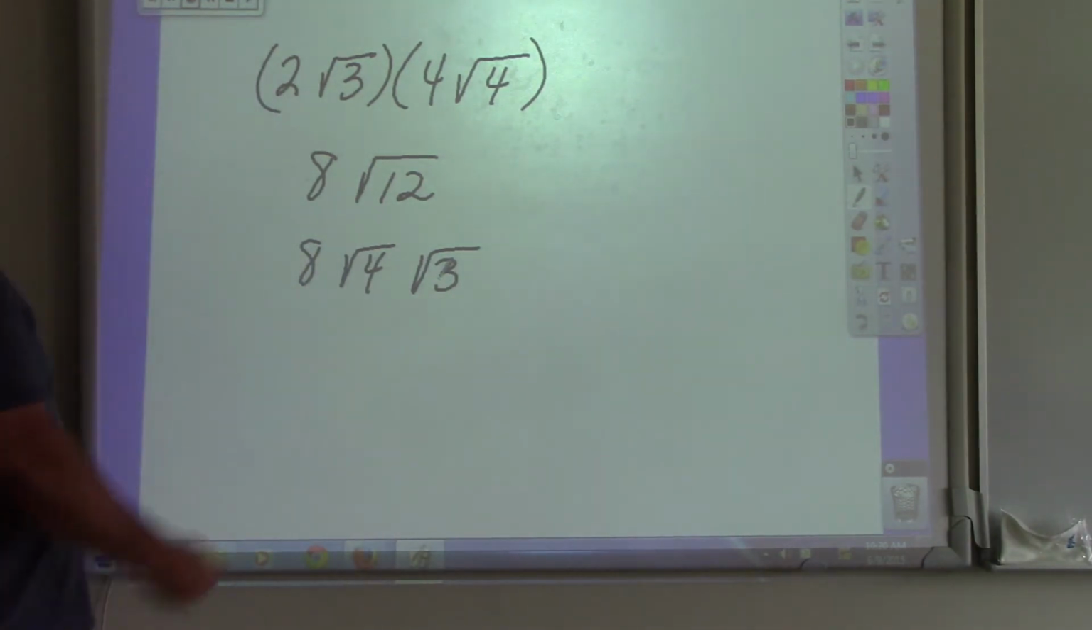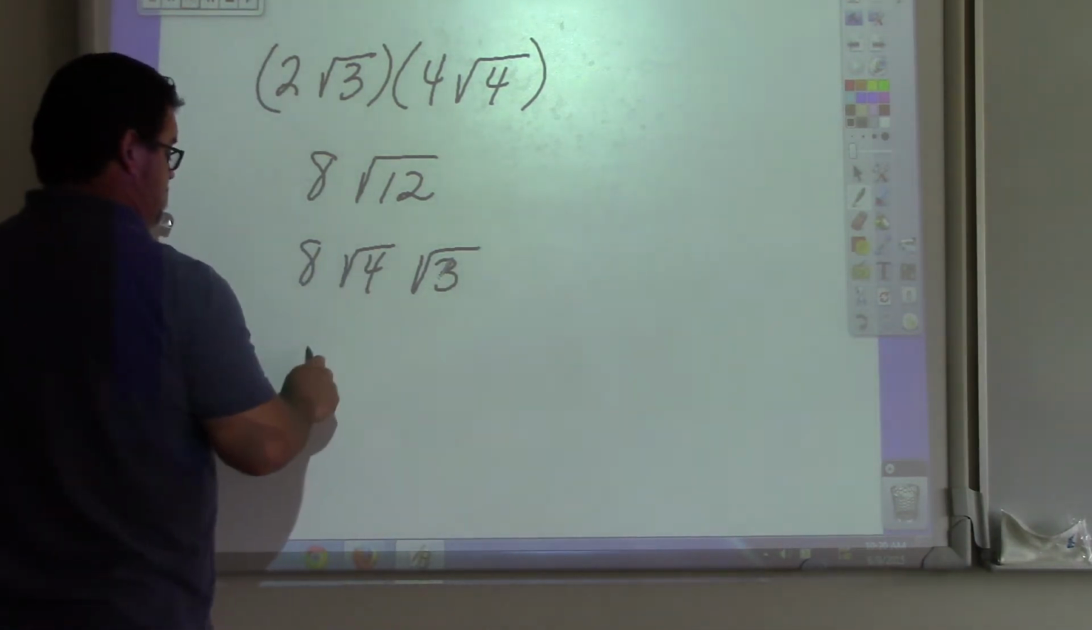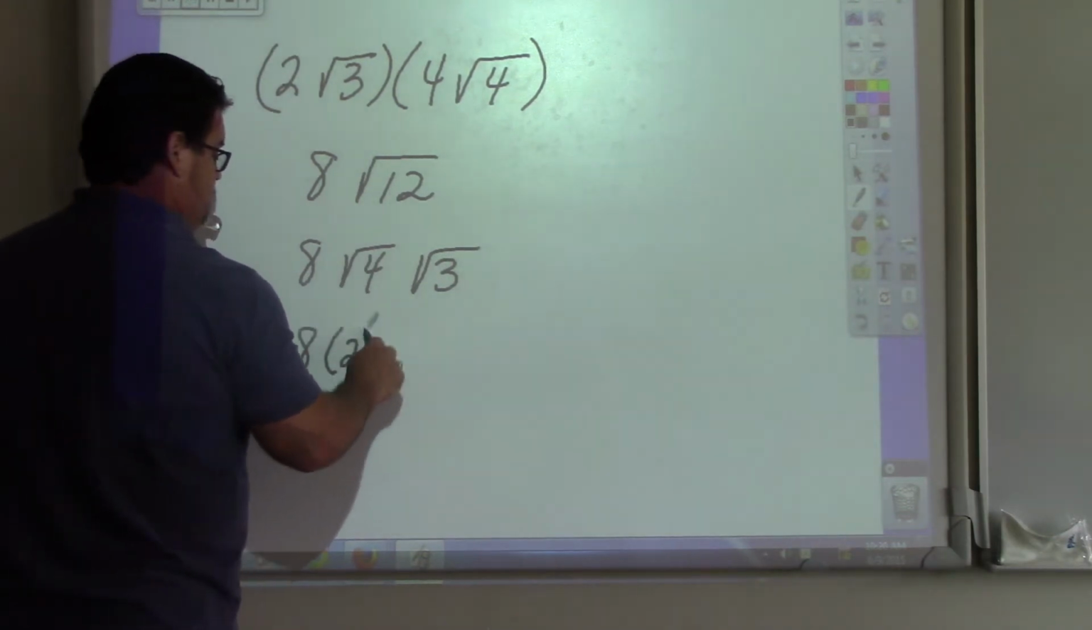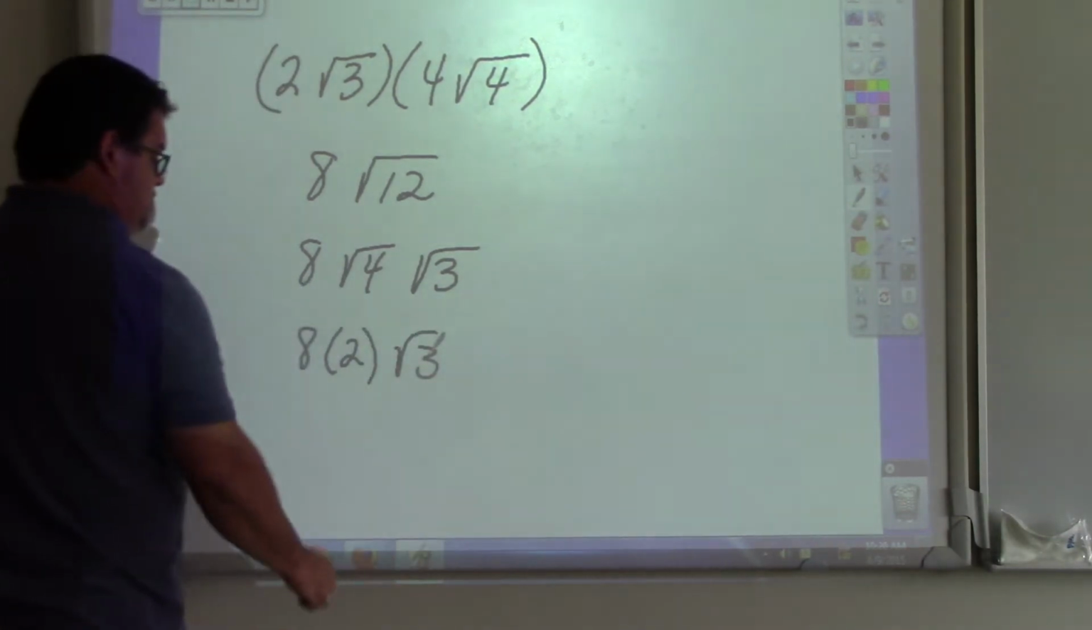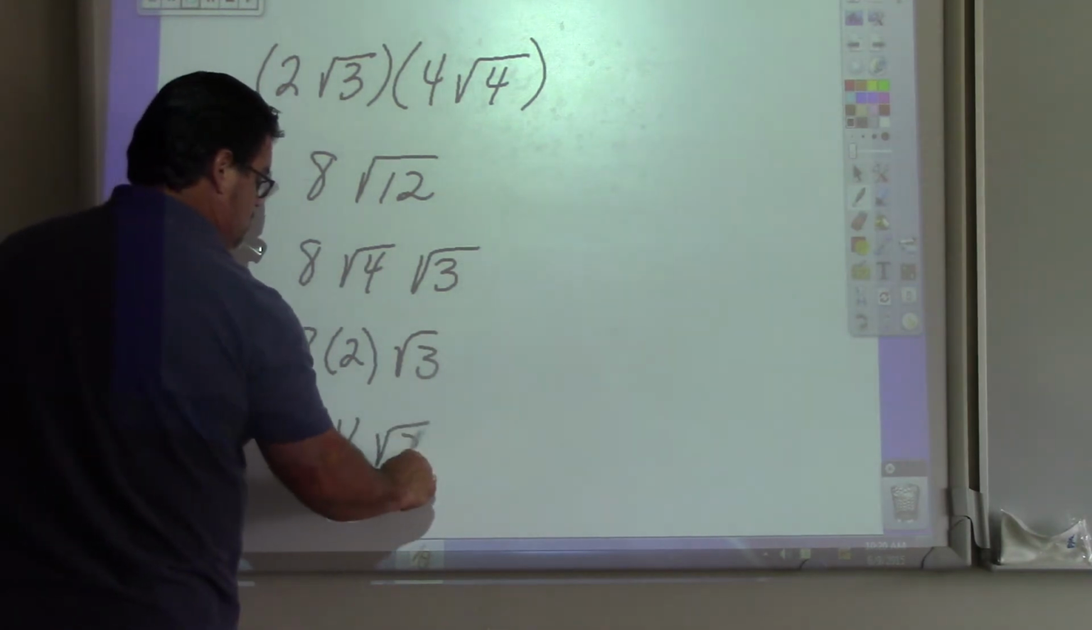And what's the square root of 4? 2. So that's 8 times 2 times the square root of 3. And what's the final answer? 16 square root of 3. There you go.